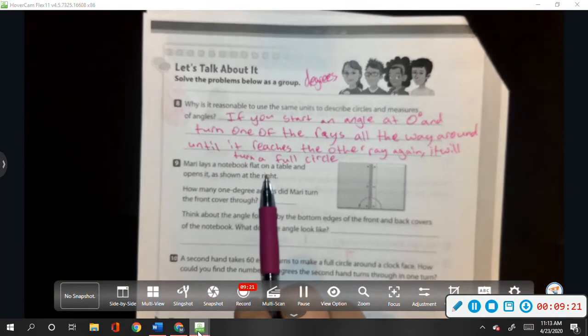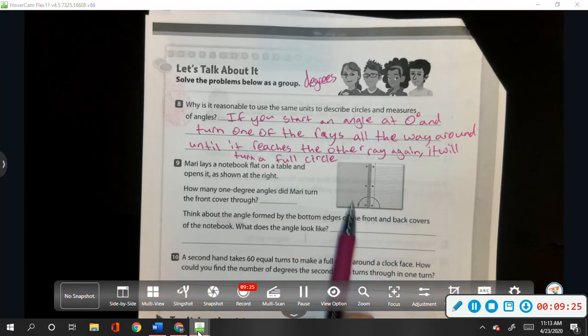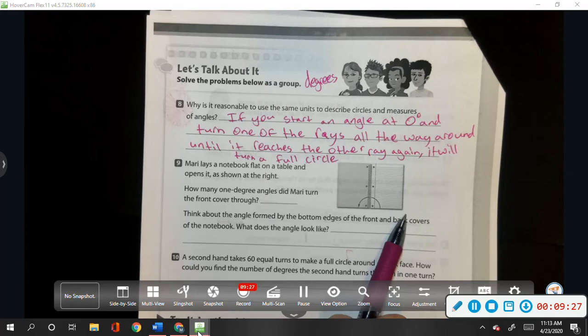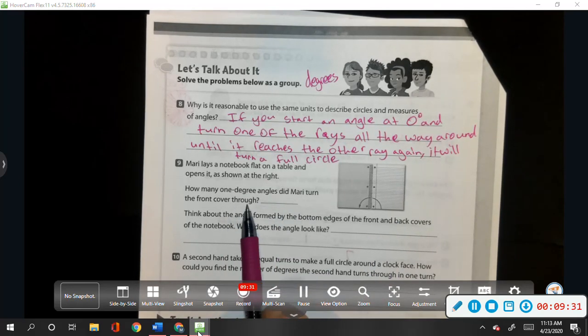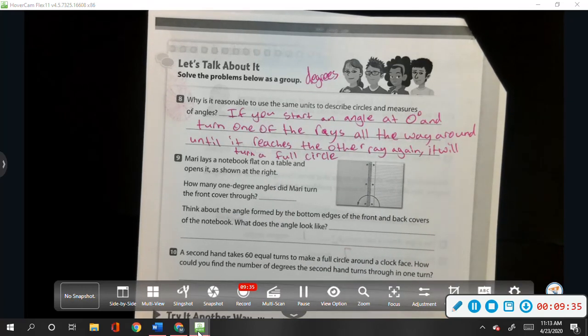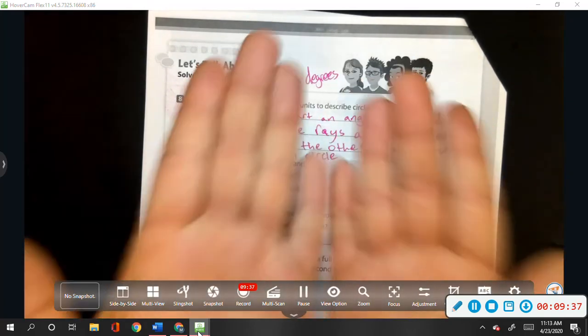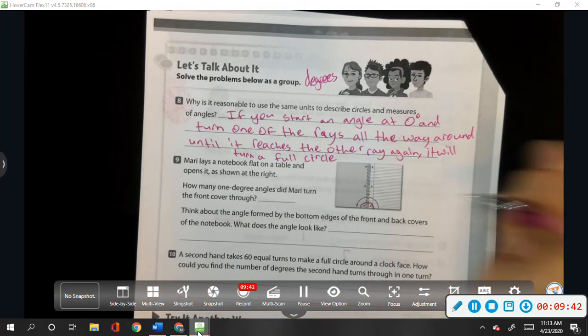Mary lays a notebook flat on a table and opens it as shown at the right. So here's her notebook. She laid it open completely flat. How many 1-degree angles did Mary turn the front cover through? So imagine if you're opening a book, okay, just like she did. This is your angle right here.